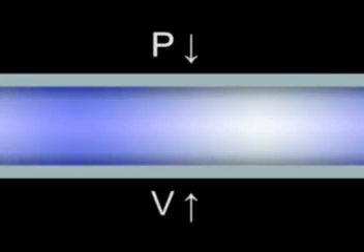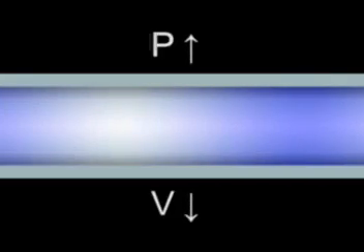Consider a pipe with a constantly moving fluid. When the fluid speed increases, its pressure drops. But when its pressure increases, the velocity decreases.